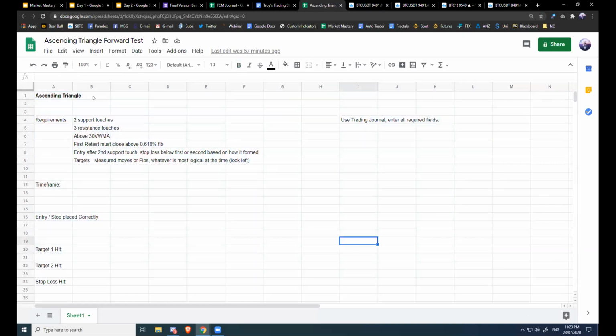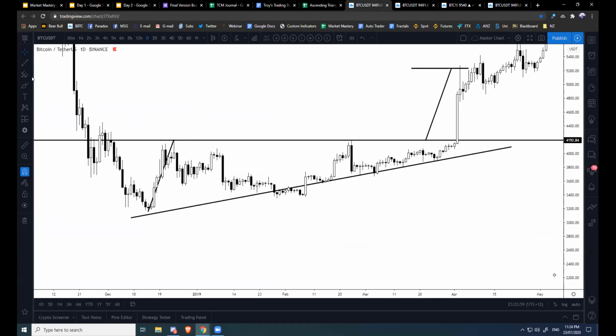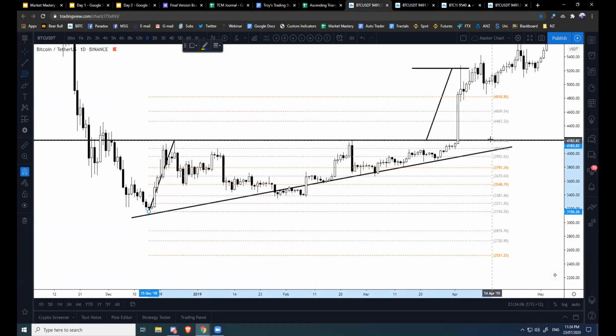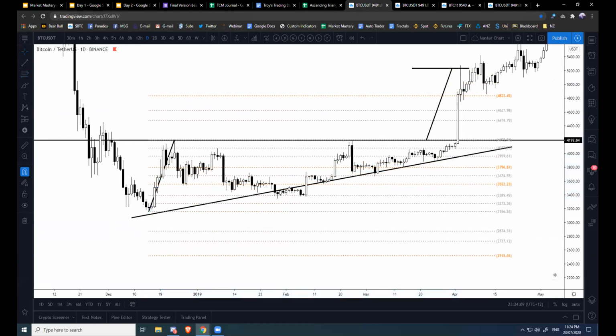For instance, the ascending triangle, there has to be 2 support touches and 3 resistance touches, or depends on how you set it up, above that 30 VWMA we just mentioned. First retest must close above the 0.618 fib. So to do that, I would be grabbing this, dragging that up to about here. So the first come down before we went back up was off the 0.618 fib over here, so it's exactly where it should be.